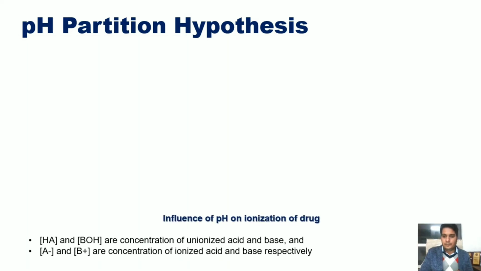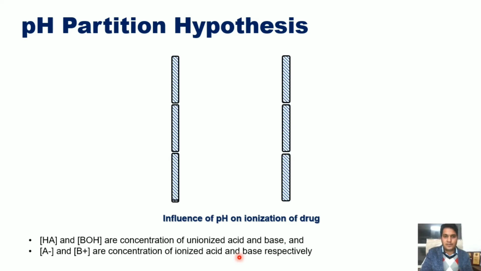Now we will see the influence of pH on ionization of the drug. We have some notations like HA and BOH. These are the concentrations of unionized acid and base respectively, and A minus and B plus are the concentrations of ionized acid and base respectively. So we will see how the pH of the gastrointestinal tract will affect the absorption of drugs.